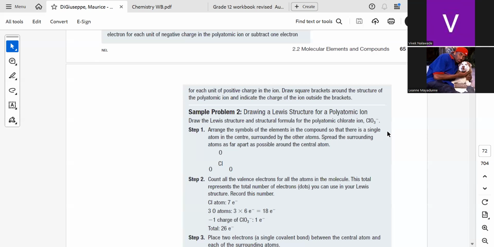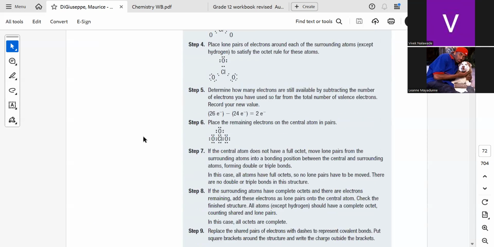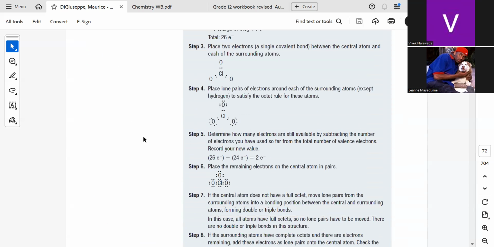PO4, no, I don't want to go there. Okay, let us do the ClO3 minus. Because there is one negative charge, there is one electron that is added to the total valence electrons.